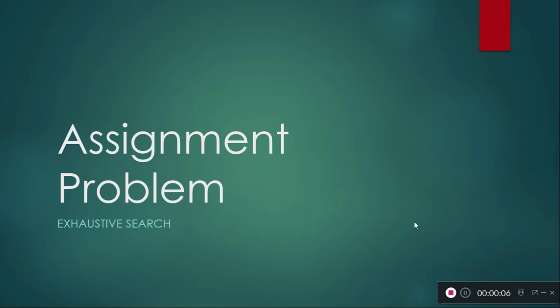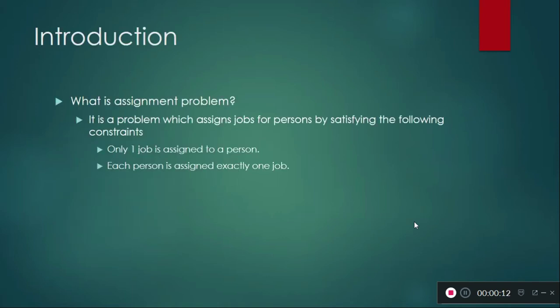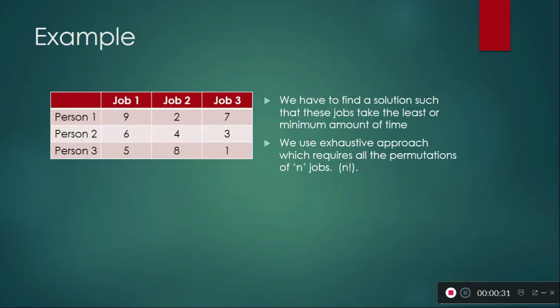Today we are going to study about assignment problem using exhaustive search. What is this assignment problem? It is a problem which assigns jobs for persons by satisfying the following constraints or conditions. Only one job is assigned to a person and each person is assigned exactly one job. So this is the assignment problem.